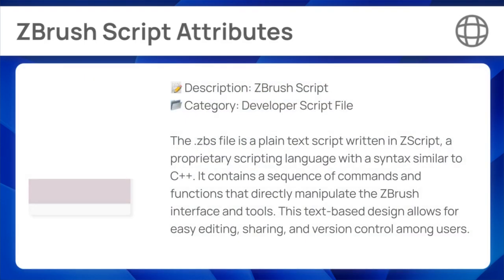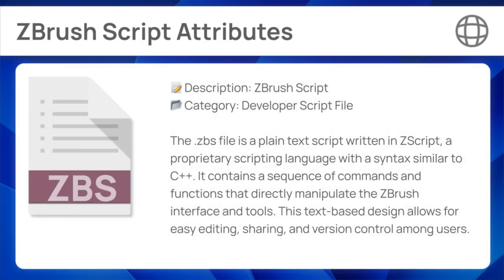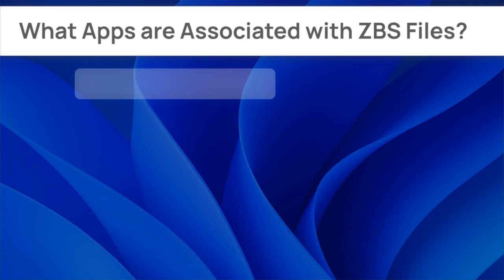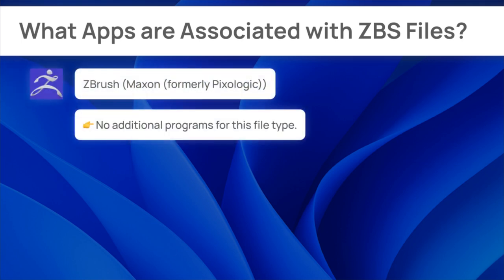The ZBS file is a plain text script written in ZScript, a proprietary scripting language with a syntax similar to C++. It contains a sequence of commands and functions that directly manipulate the ZBrush interface and tools. This text-based design allows for easy editing, sharing, and version control among users. Commonly, ZBS files use ZBrush, developed by Maxon, formerly Pixologic.